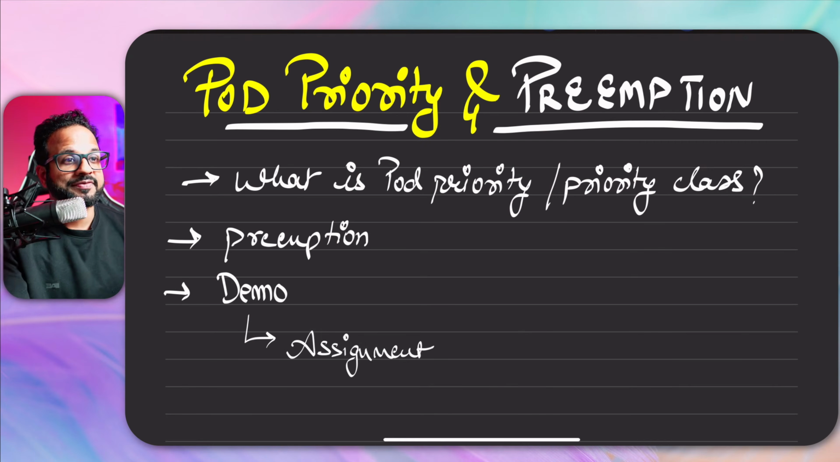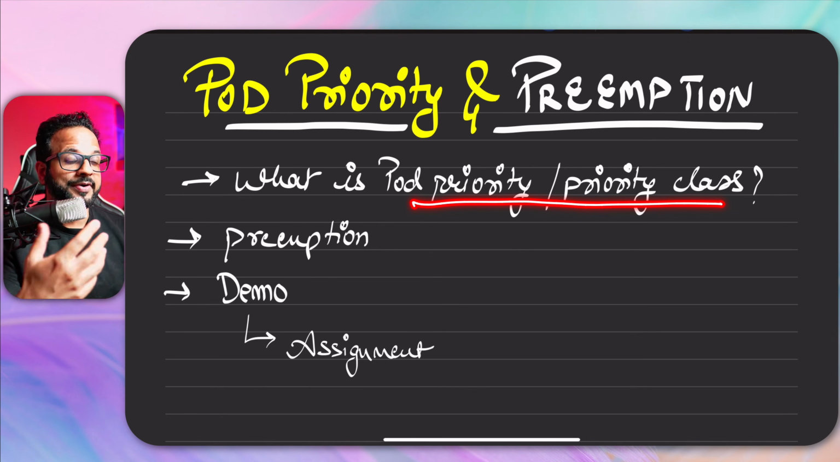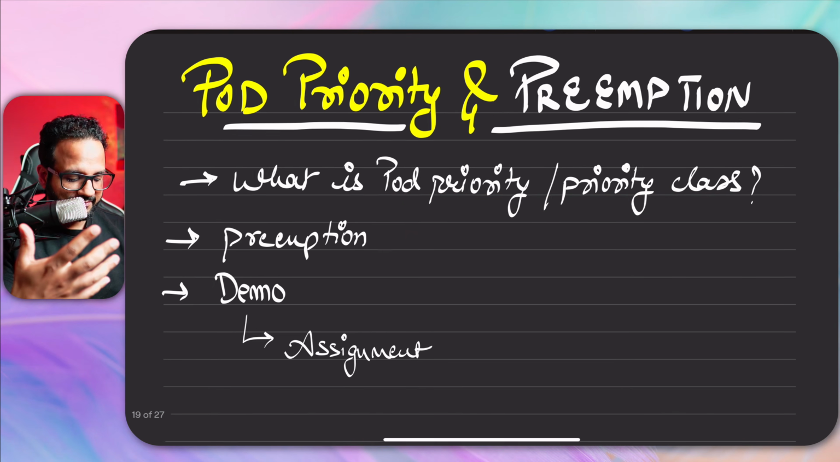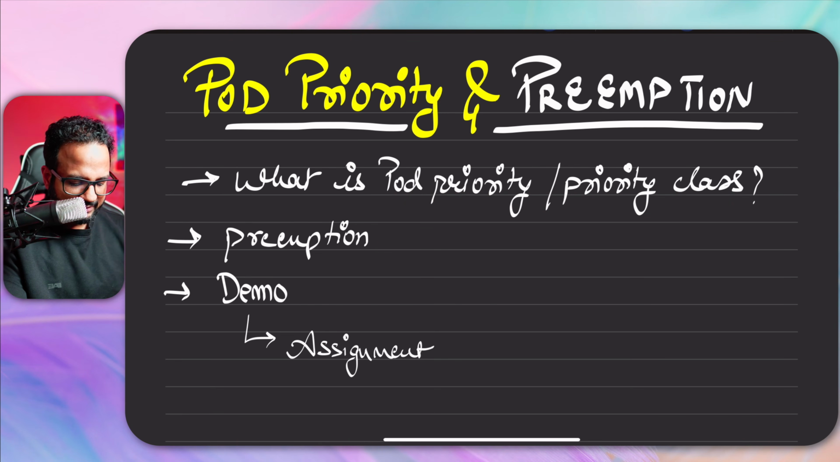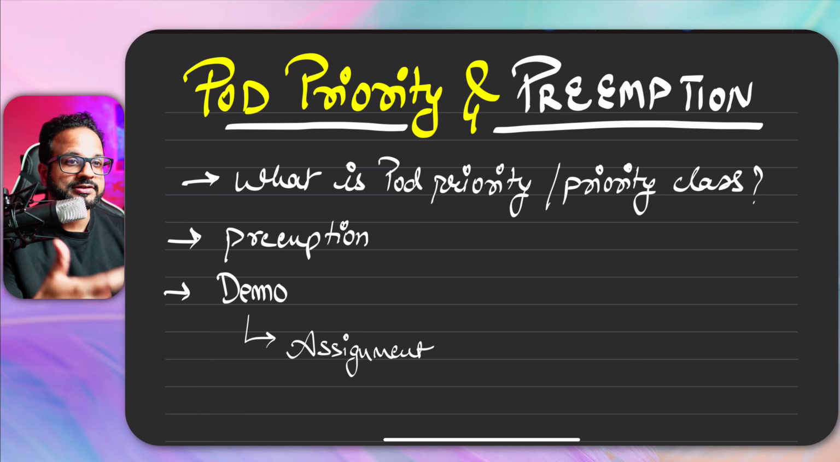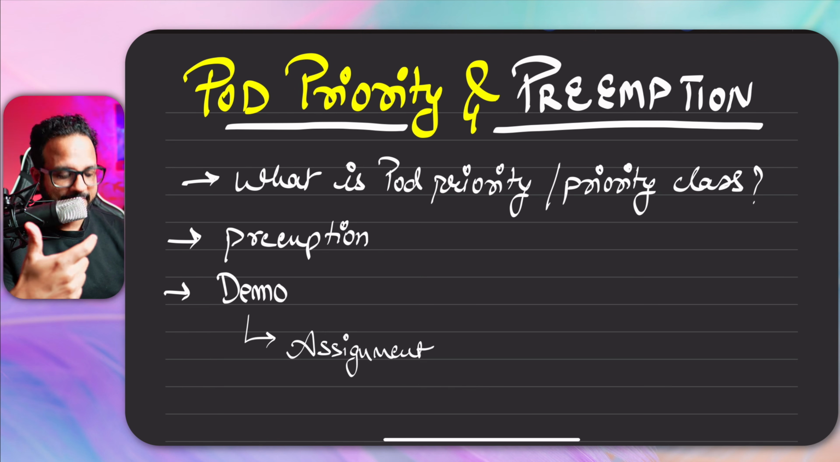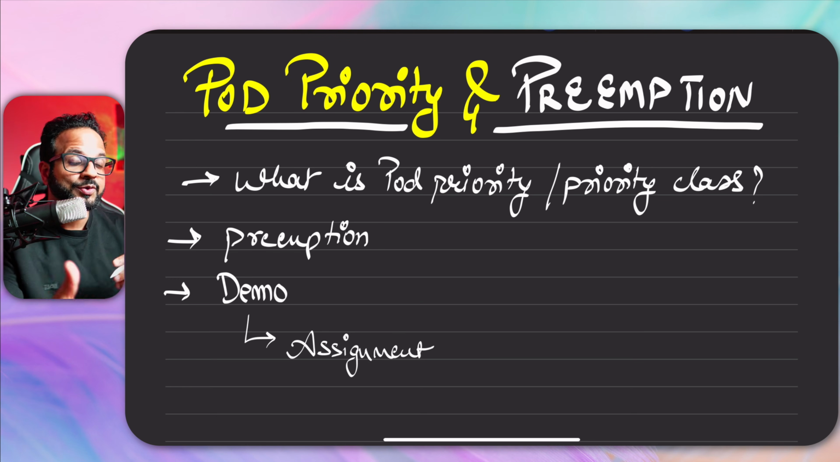So in this particular video, we'll be looking into what exactly is a pod priority or a priority class and how does preemption work, what is preemption and so on. Then we'll also be doing a demo explaining it end to end, like how priority works, how preemption works, why it is important. And this will be covered as part of the assignments in the GitHub repository. Then you can practice yourself and follow along.